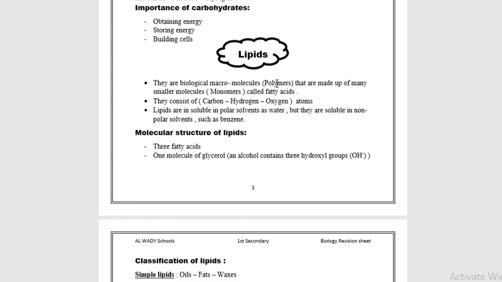Lipids are also polymers formed from monomers called fatty acids. They consist of carbon, hydrogen, and oxygen atoms. Is lipid soluble in polar solvent, as water? No, it's insoluble in water. But they are soluble in non-polar solvent. Like we studied last year, what is the meaning of polar solvent and non-polar solvent?